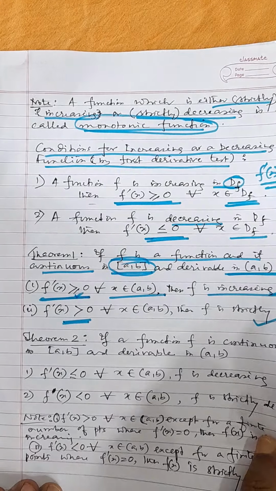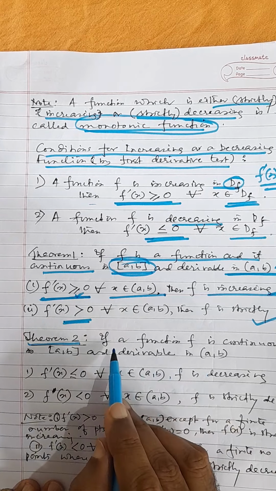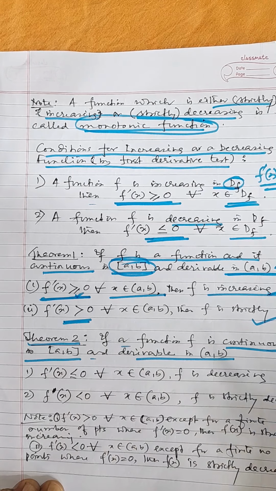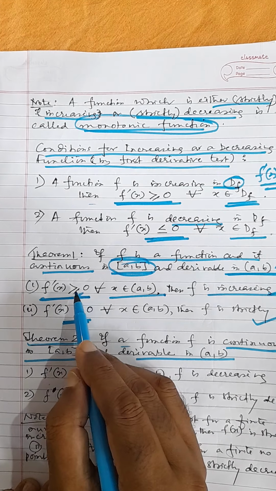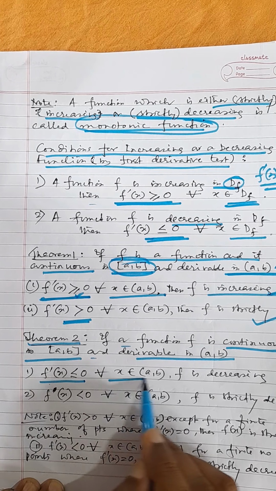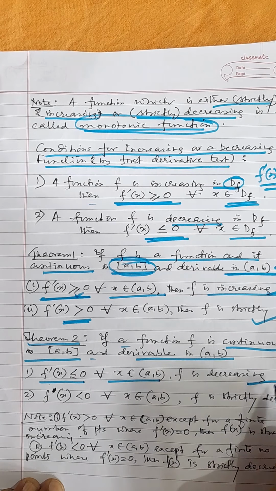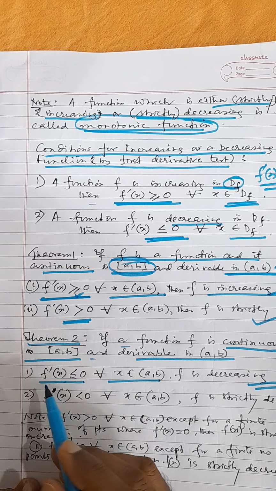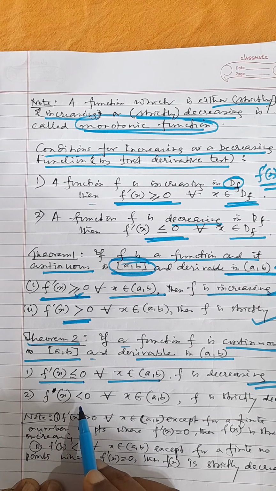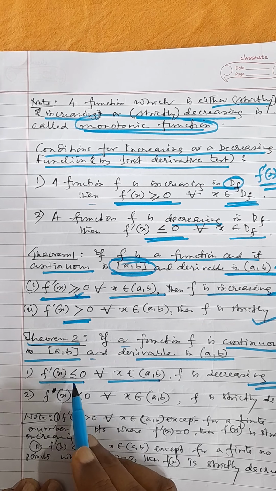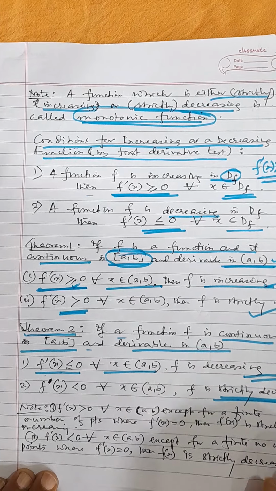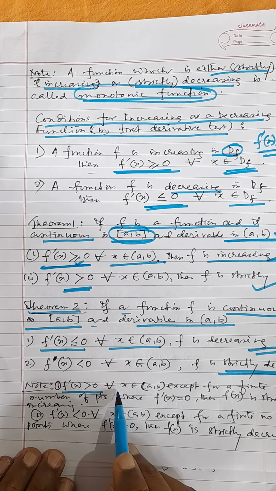And the opposite is what? The second theorem: if a function f is continuous in the closed interval a comma b, and derivable in the open interval a comma b, and f dash x is less than or equal to 0 for all x belonging to the open interval a comma b, then f is a decreasing function. If the value of the derivative is only negative, then it is strictly decreasing.